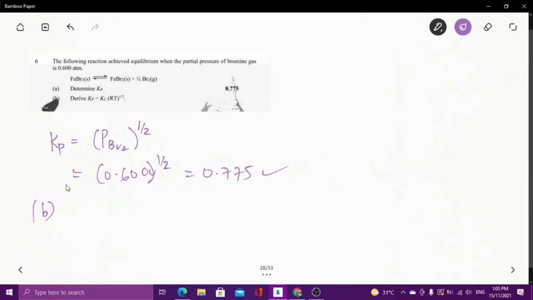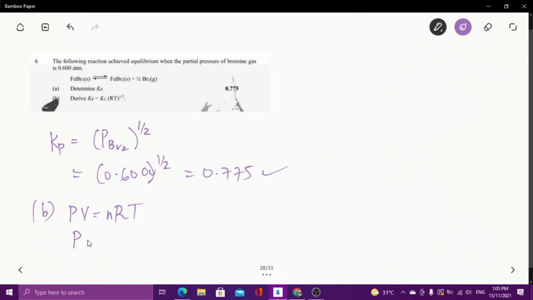In terms of pressure, kita nak tukarkan kepada concentration. Okay, so if we refer to the ideal gas equation, PV equals nRT. Okay, so this is the ideal gas equation. So pressure, volume, number of mole, gas constant, temperature. Tapi if we rearrange this in terms of concentration, okay, so pressure.